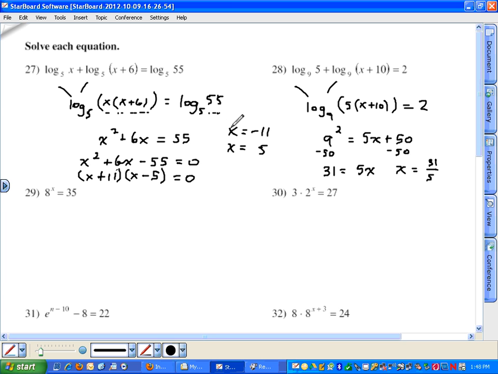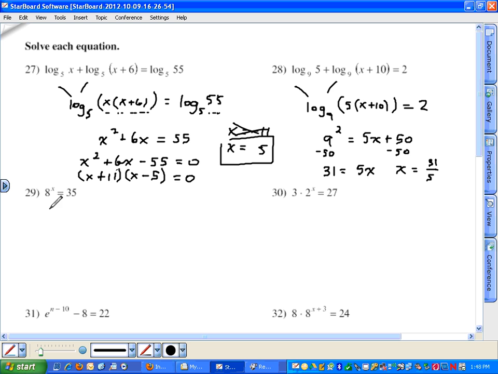So if we were to test, for example, this negative 11 in for this x or for this x, either one, it would turn out that we would be taking the logarithm of a negative number, which you can't do. It's not in the domain. So x equals negative 11 is what's called an extraneous solution. The only solution that works in this equation is x equals 5.